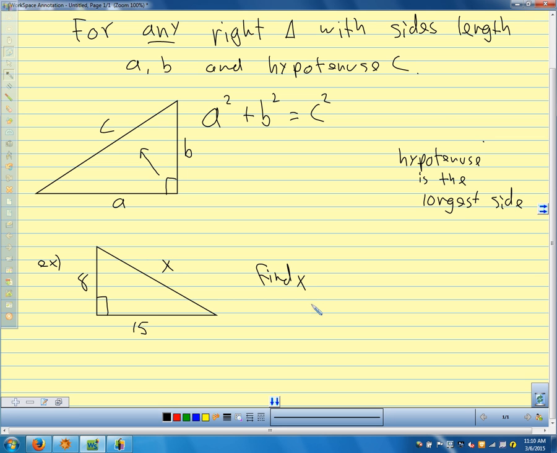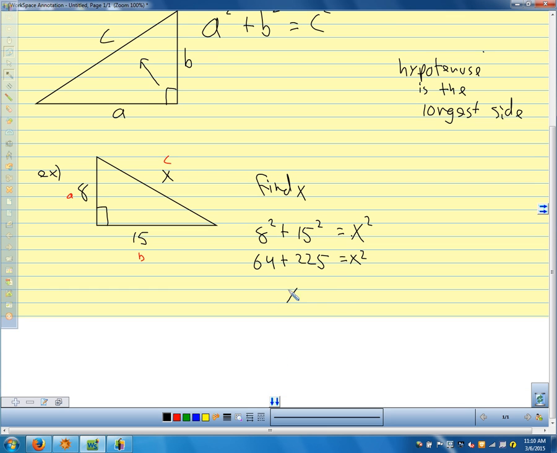It can be helpful to make sure you set everything up right, just to label your sides. So which side is the hypotenuse? Which side is C? X. So that's C. The other two, it doesn't matter which one we call A and B, so I'll just call that A and that one B. And then we just plug our things in the right place in the Pythagorean theorem. So I can say 8 squared plus 15 squared equals x squared. So we get 64 plus 225 equals x squared. Add these together, so x squared equals 289.